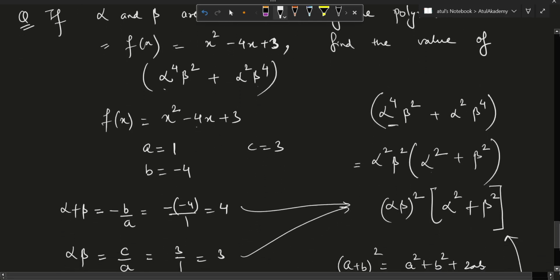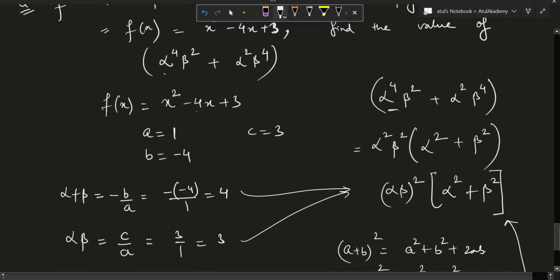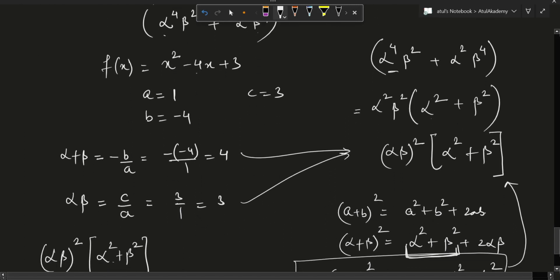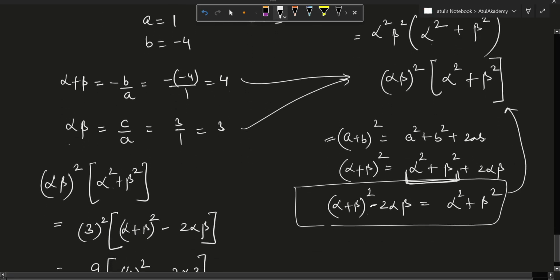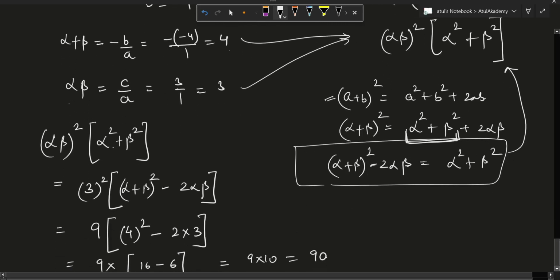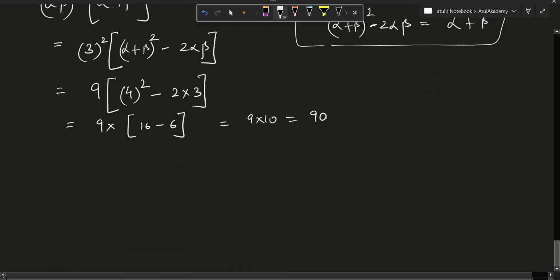Now from here I have explained how I get the value of alpha square plus beta square from this identity, which is alpha square plus beta square is alpha plus beta whole square minus 2 alpha beta. Now alpha plus beta, sum of zeros, is minus b by a, which is 4, alpha beta is c by a, so 3 by 1 is 3. Then I just have to substitute all these values over here and calculate it. So alpha beta was 3, so 3 square 9, alpha plus beta was 4, so 4 square, minus 2 into 3 is 6, so that's 9 into 10, 90. I hope it is clear.